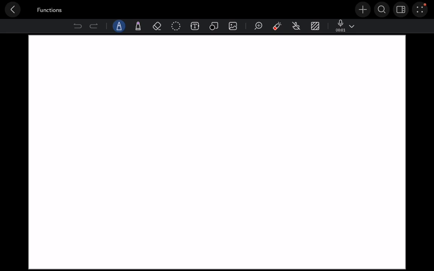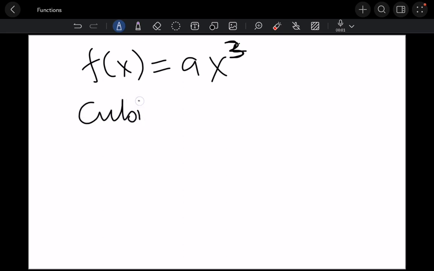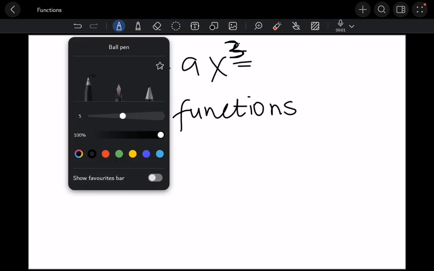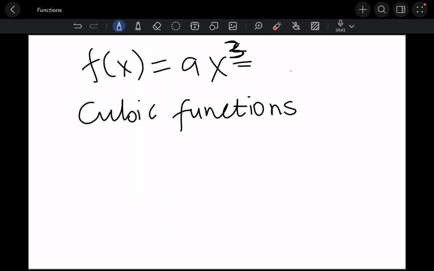Hi, in today's video we're going to understand functions that are of the form... these are called cubic functions. They're part of the polynomials whereby the exponent is 3. These functions can be drawn in this form, or in this form, in most cases.